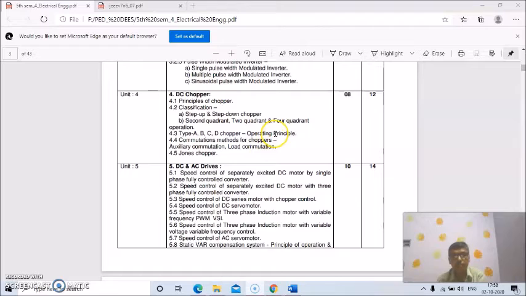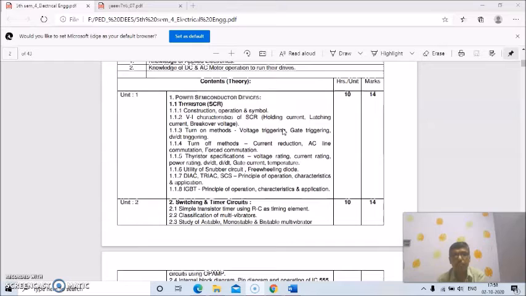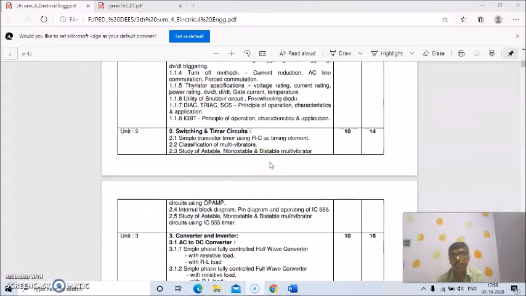Of this Power Electronics and Drives course, we have seen from the very beginning the power semiconductor devices, the thyristor, its construction, operation, symbols, and more. We also discussed the diac, triac, SCS, IGBT, then switching and timer circuits in Unit 2, and different multivibrator circuits using op-amp as well as the IC 555 timer circuit.